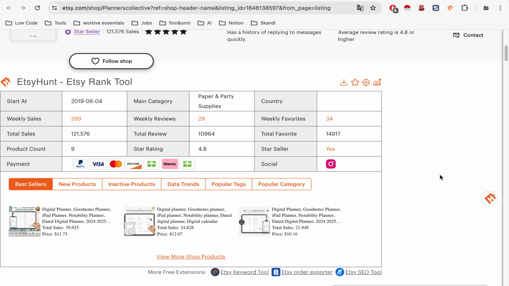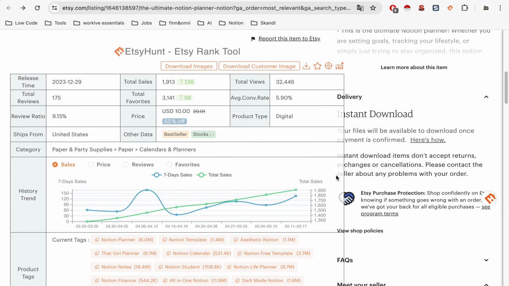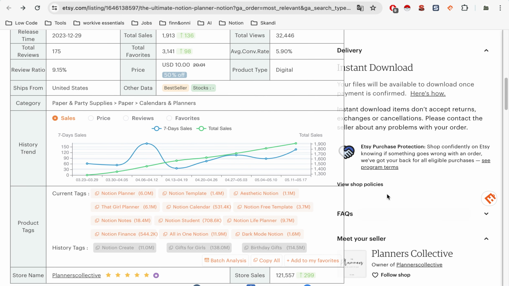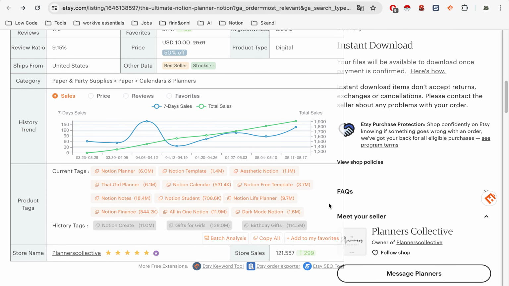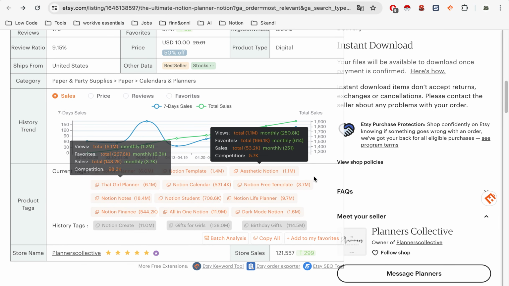So what can we do with the data? If you want to sell a Notion template, really dig into this data and focus on the tags this person is using, because this person seems to do something right, because they sell a lot of those templates. 1,900 sales is really a lot for a Notion template, and use that data.